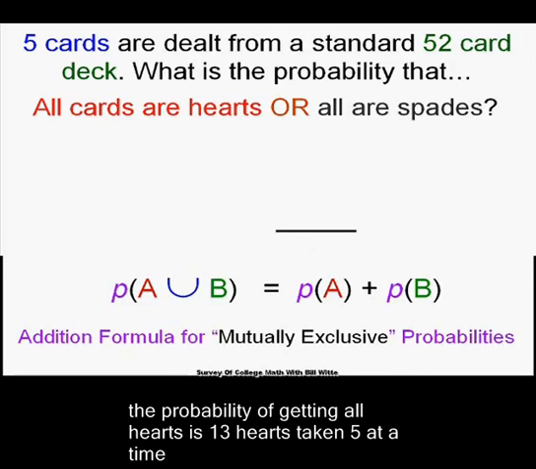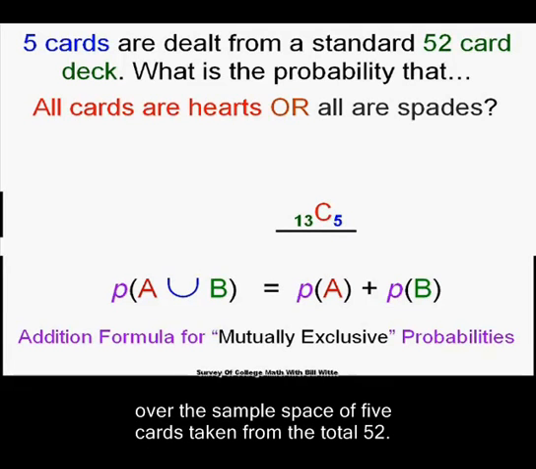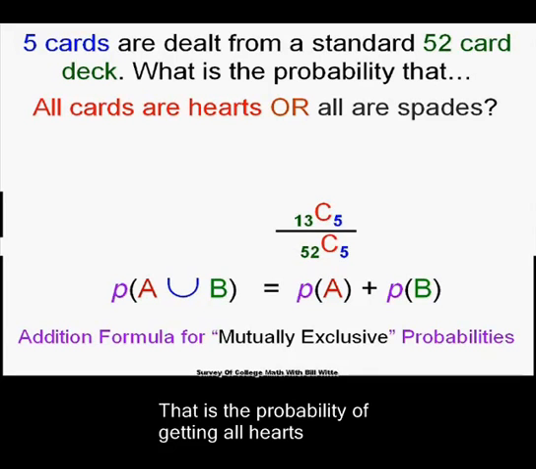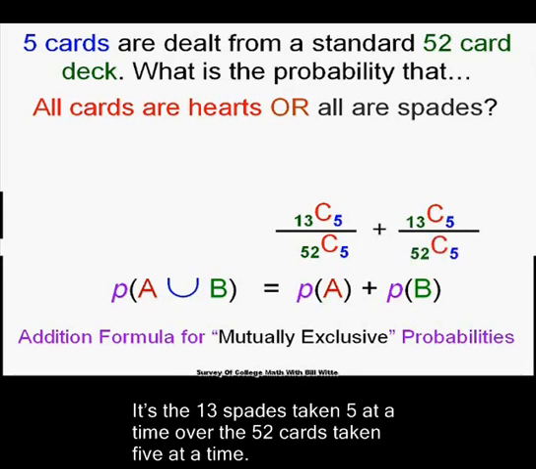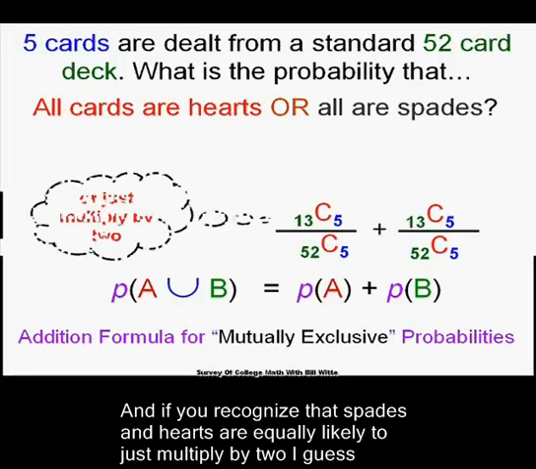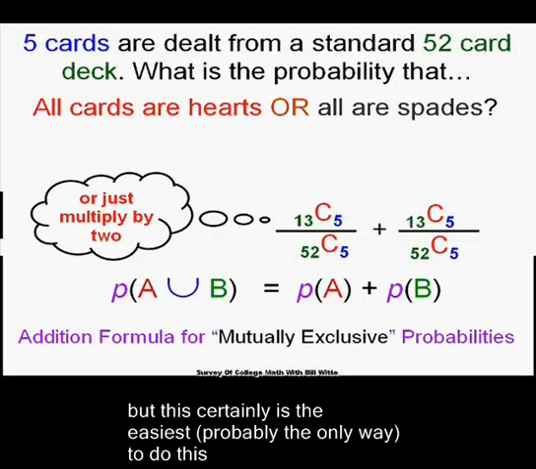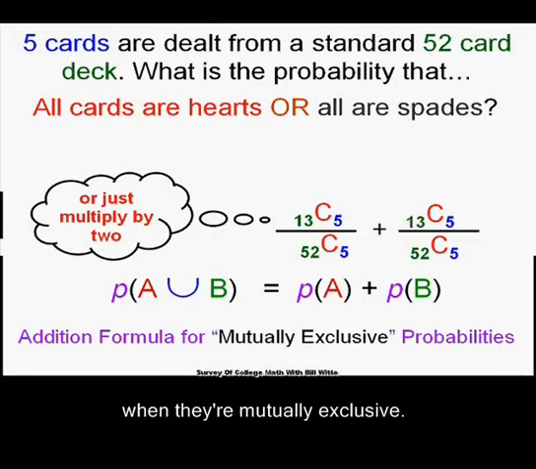So the probability of getting all hearts is the 13 hearts taken 5 at a time, over the sample space of 5 cards taken from the total 52. And the probability of getting all spades is very similar. It's the 13 spades taken 5 at a time over the 52 cards taken 5 at a time. If you recognize that spades and hearts are equally likely, you could have just multiplied by 2. But this certainly is the easiest, probably the only way to do this when they're mutually exclusive.